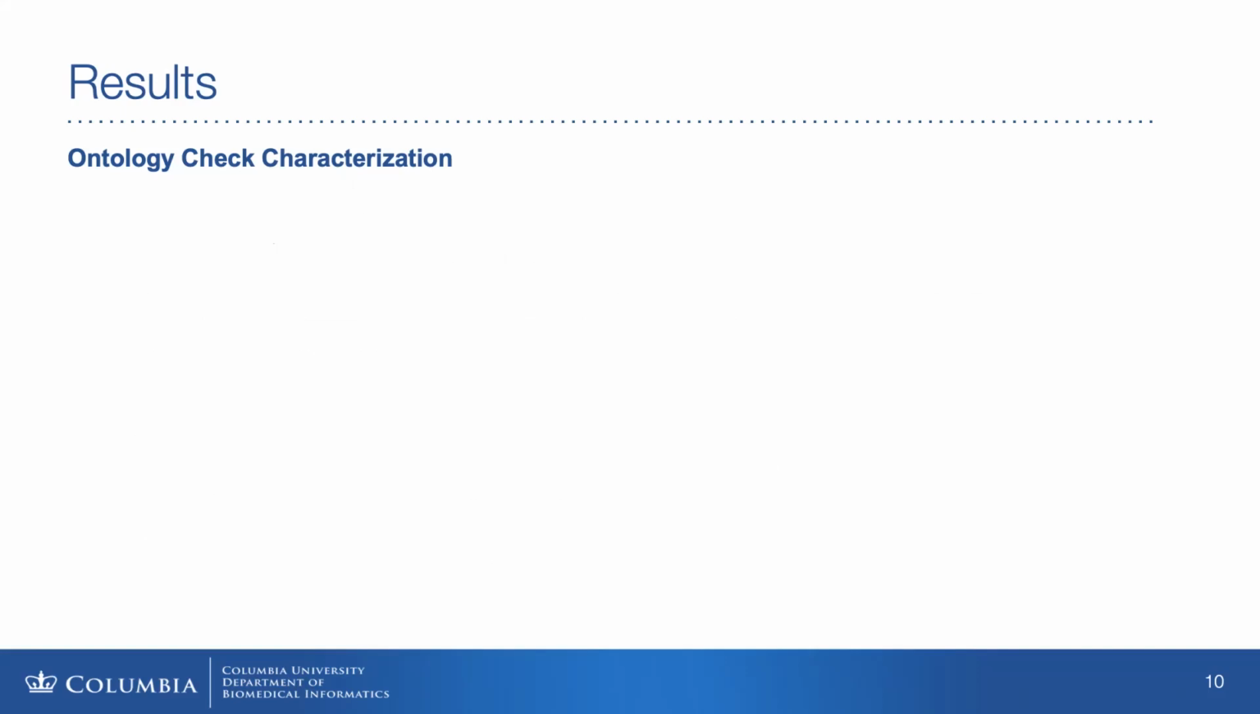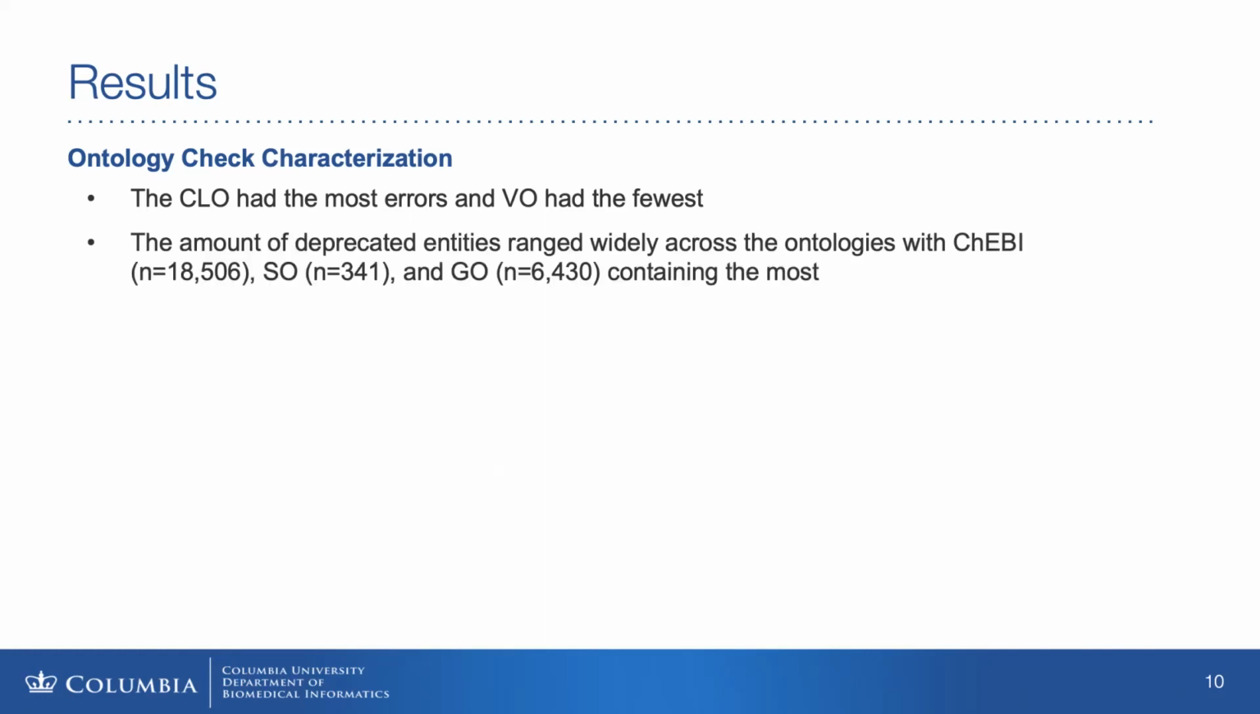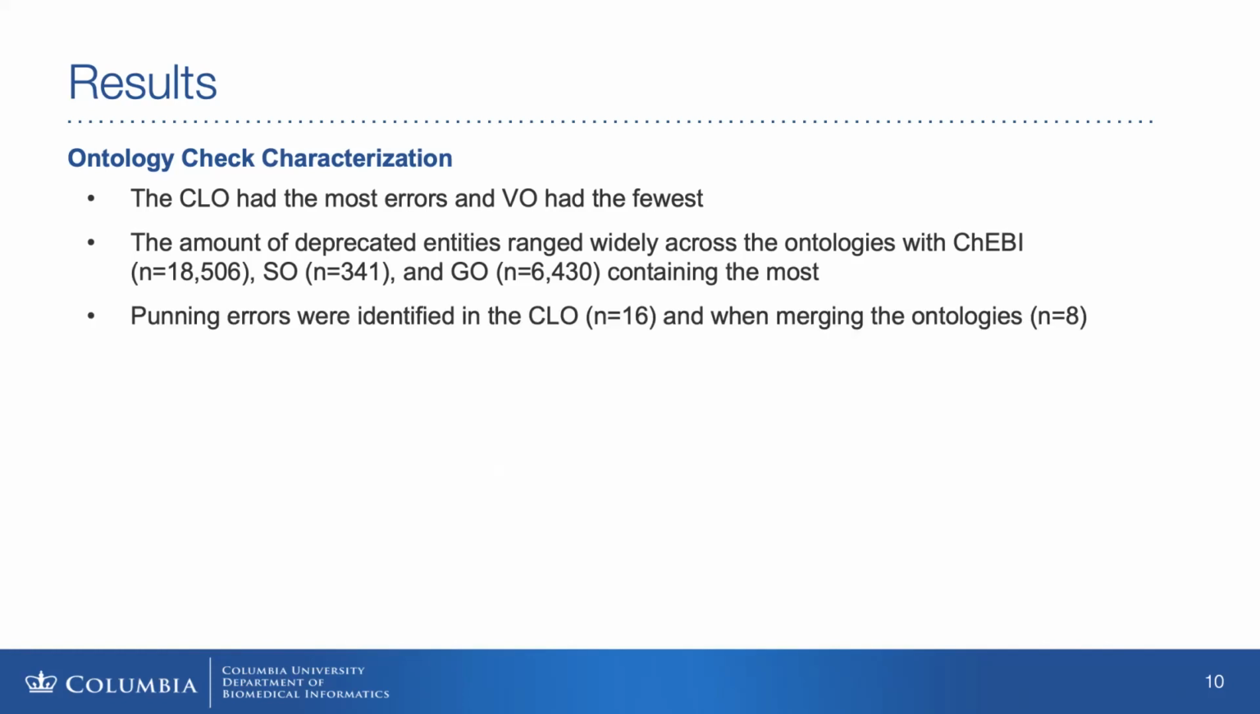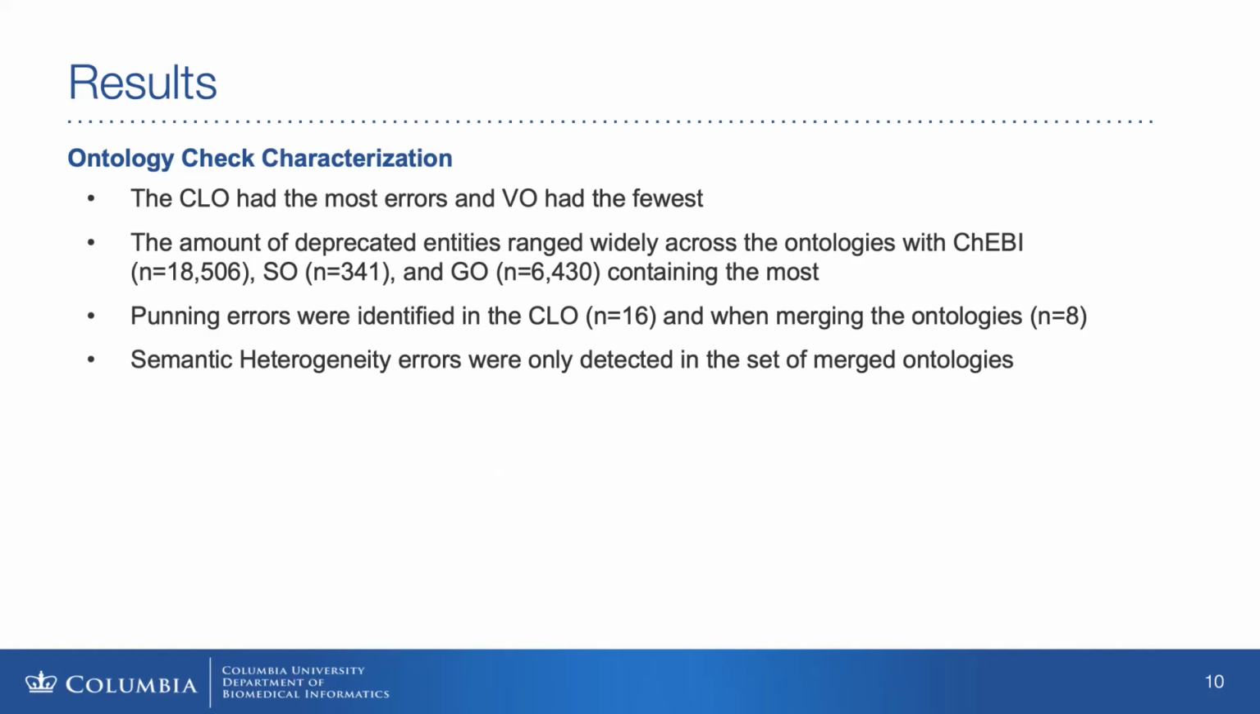With respect to ontology check characterization, the cell line ontology had the most errors, and the vaccine ontology was found to have the fewest. The amount of deprecated entities ranged widely across ontologies, with KEBI, the sequence ontology, and the gene ontology containing the most. Punning errors were identified in both the cell line ontology and when working with the full merge set of ontologies. And semantic heterogeneity errors were only identified when working with the merge set of ontologies.